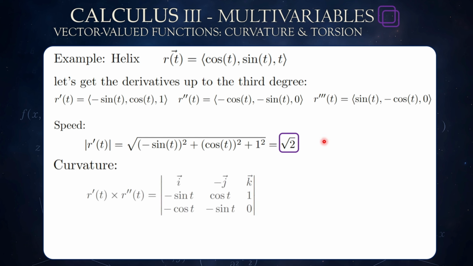Okay, then the curvature is given by, at first, let's get r prime t cross r second t. I, j, k, minus sine t, which is for r prime t, cosine t, and 1. R second t, place it at the bottom: minus cosine t, minus sine t, and 0. So this gives us 0 plus sine t i, minus j, 0 plus cosine t, plus sine squared t plus cosine squared t k, which is 1.